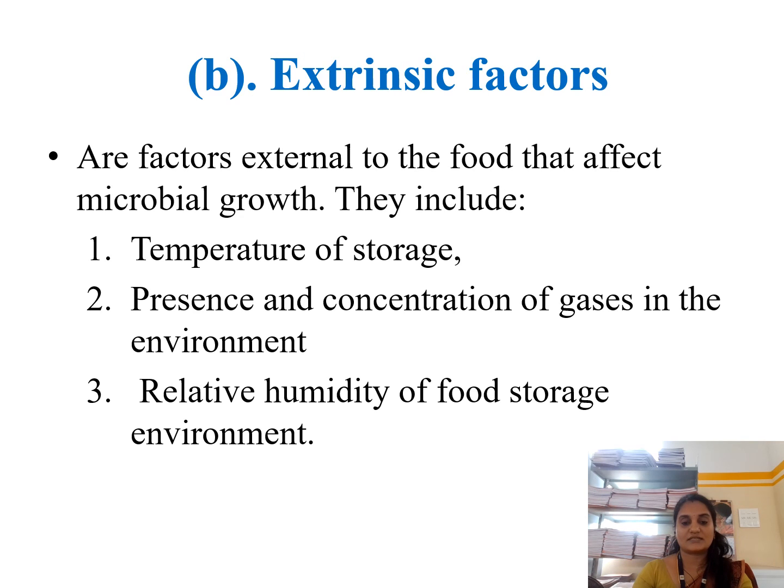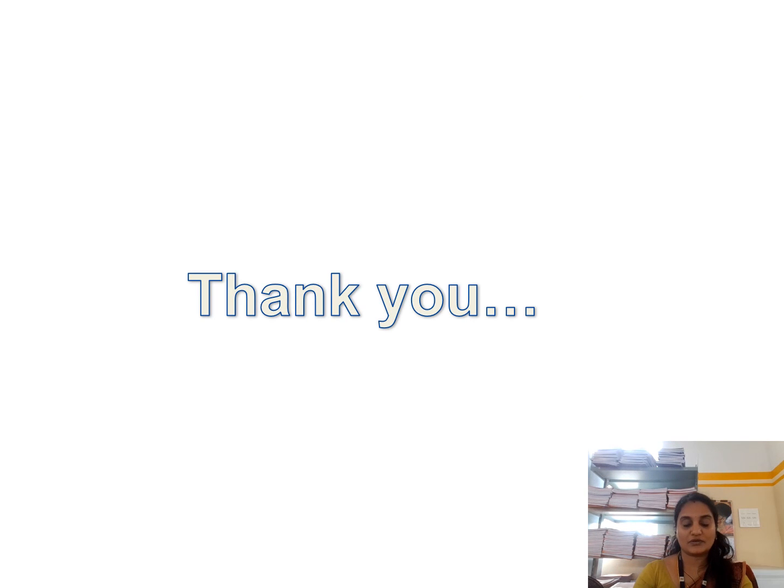The next one is the extrinsic factors. These are factors external to the food that affect microbial growth. They include the temperature of storage, presence and concentration of gases in the environment, and relative humidity of the food storage environment. In the next part of food spoilage, in the part 2 video, I will give a detailed explanation of the intrinsic and extrinsic factors.